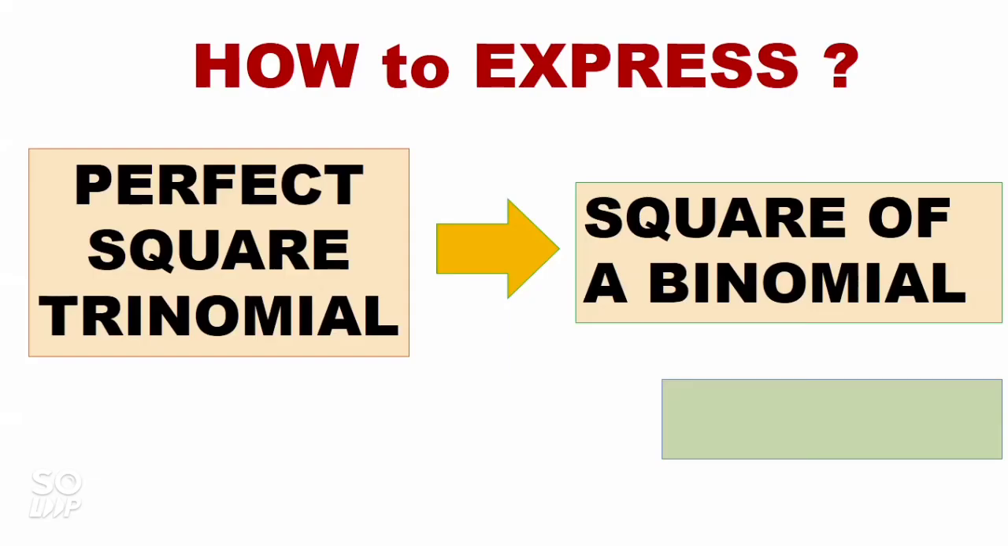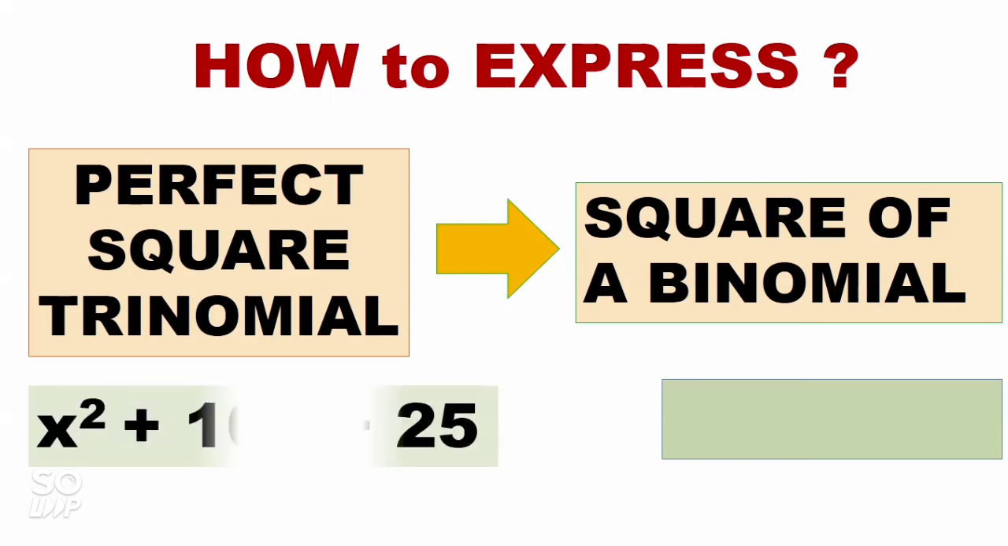Okay, let's move on. How to express perfect square trinomial to square of a binomial. Okay, pag sinabi nating perfect square trinomial, example, x squared plus 10x plus 25. Okay, meron tayong 3 terms kaya trinomial. So, ang characteristic ng perfect square trinomial, yung first term natin dapat perfect square. Yung last term natin dapat perfect square, which is correct. x squared is a perfect square, 25 is also a perfect square.